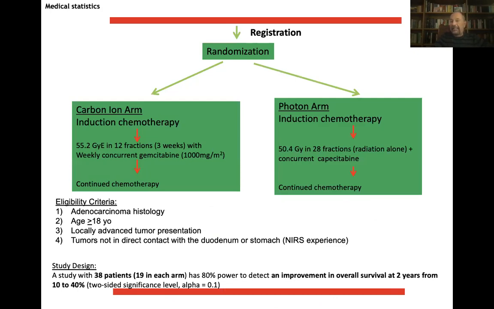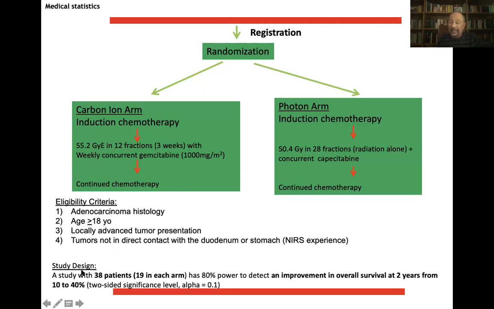What is the idea? The idea is that you have two arms here. One is carbon ions, and the second is photon therapy. Induction chemotherapy means that you treat the patients with chemotherapy before radiotherapy. Eligibility criteria are given here.